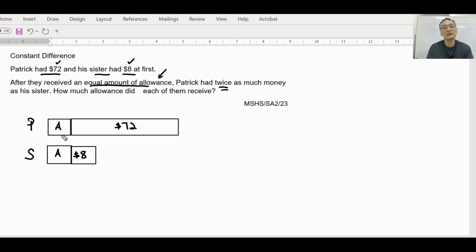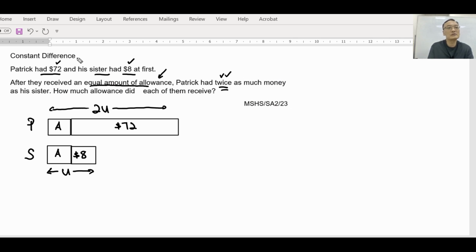Next, we were told after they were each given the equal amount of allowance, Patrick now has twice as much money as the sister. So we know that whatever he has will be 2 units as compared to the sister who has 1 unit.